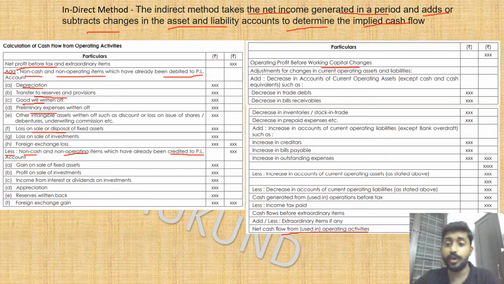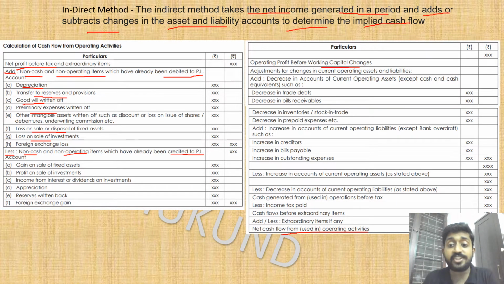Next, loss on sale or disposal of fixed assets. If you have sold some portion of a fixed asset at a loss, this loss would have been accounted under the P&L account. I am adding this loss back because I am correcting this; it has to sit in the investing activity. Next, loss on sale of investment. In the same way, items not related to operations, non-operational expenses, but debited to the P&L, I am adding back.